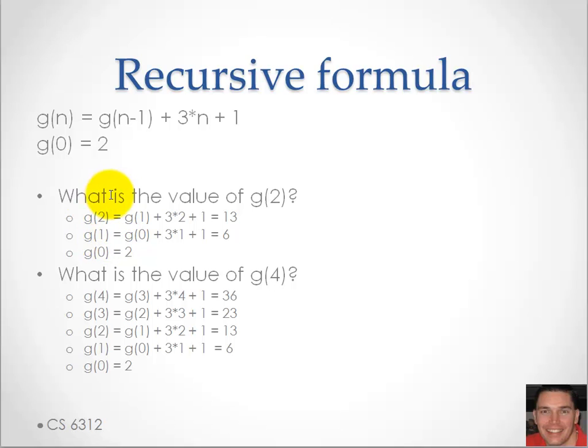So to calculate this, what is the value of g2? Well, g2 equals what was passed in, 2. So 2 minus 1, g1 plus 3 times what was passed in, and it's 2. 3 times 2 plus 1.